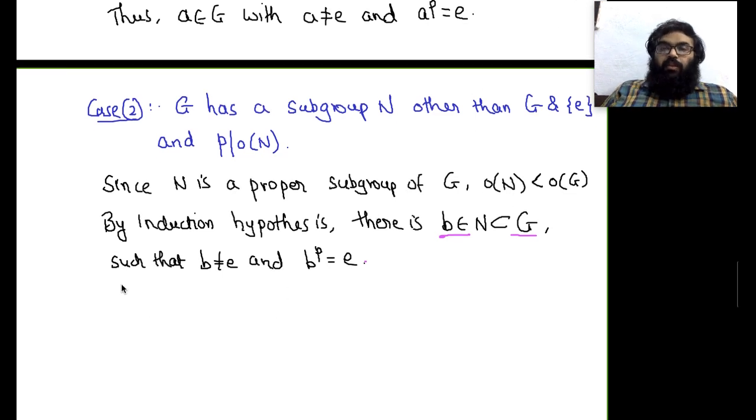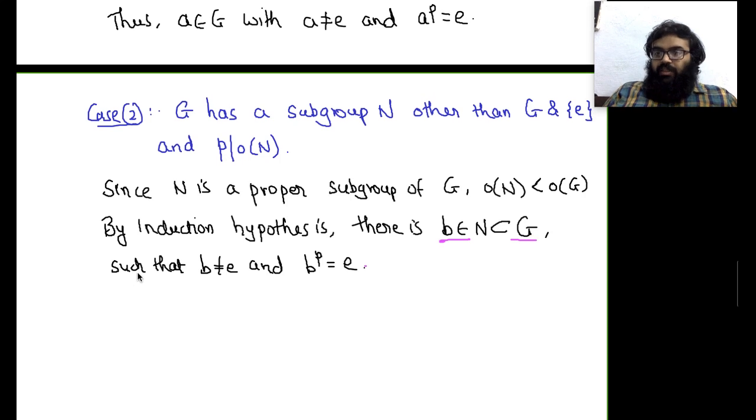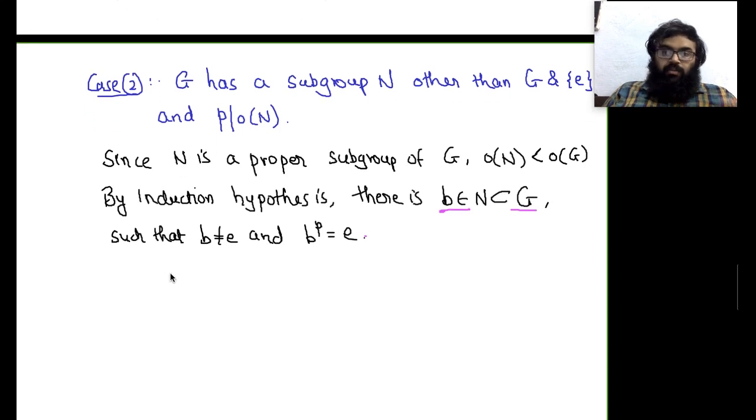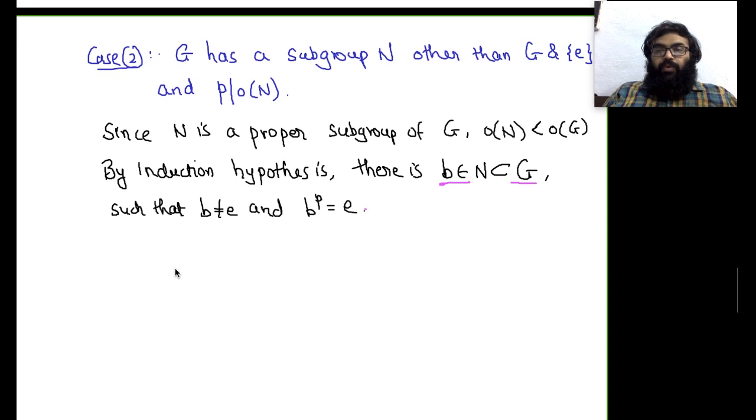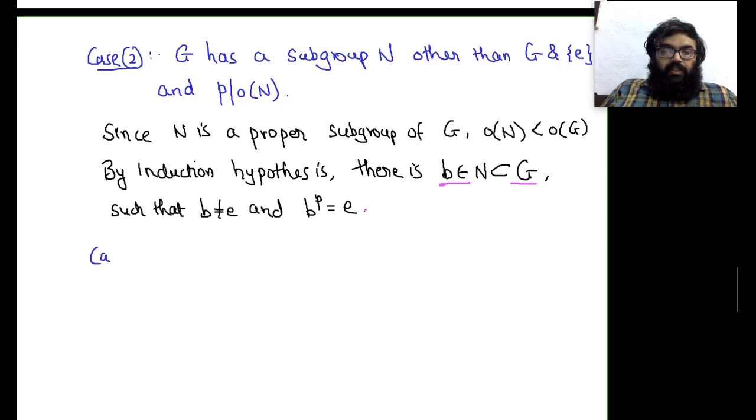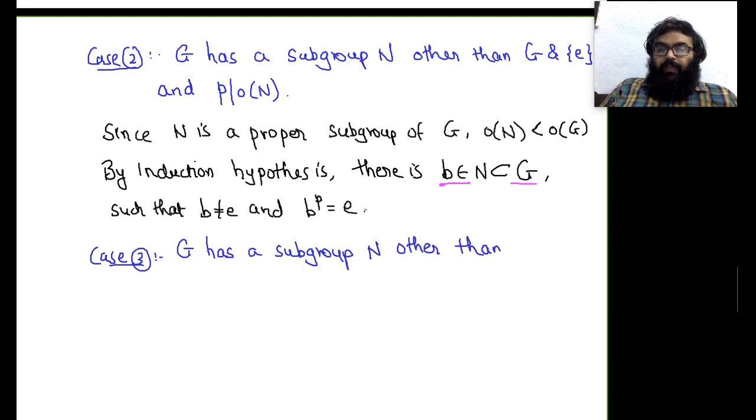So now the final case. I hope this is clear. Just stop the video and rewind it if you need to. And now the final case, that is again a subcase of this, but this will be G has a proper subgroup. So G has a subgroup N other than, of course it is proper, so G has a subgroup N other than G and E.